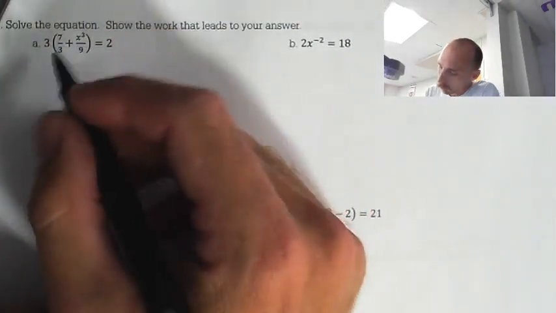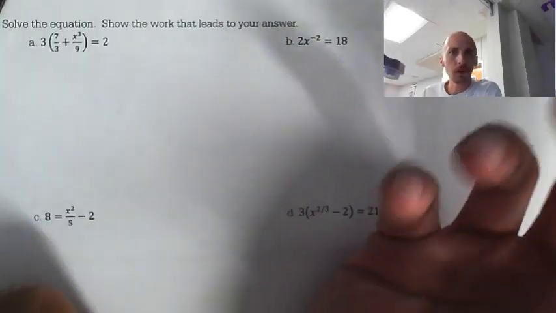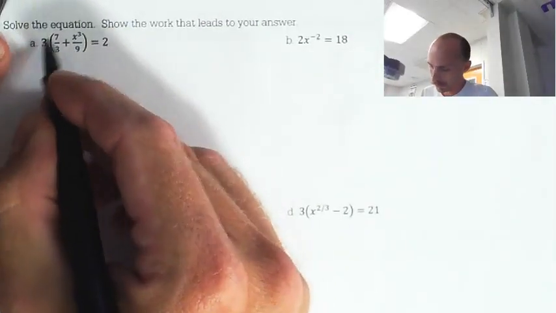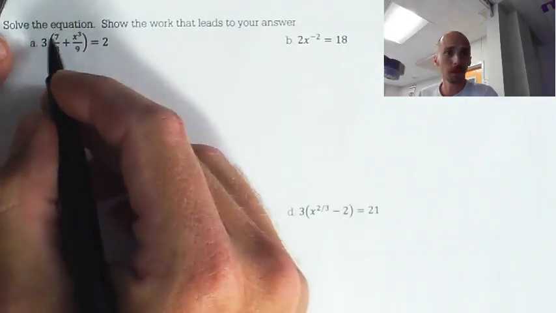So first thing, I feel like I got to distribute here. It looks like it wants to be distributed. So I'm going to multiply 3 times 7/3. 3 is like 3 over 1, so it'd just be 7.